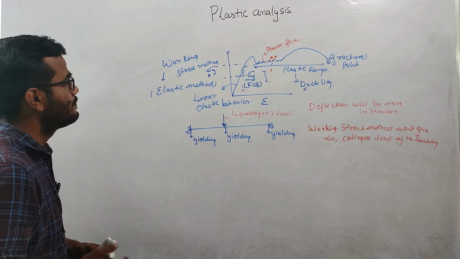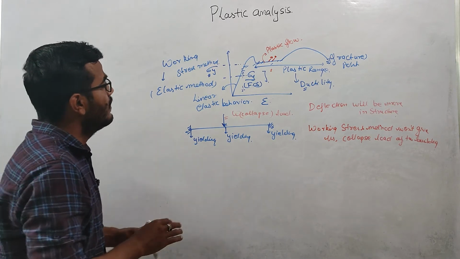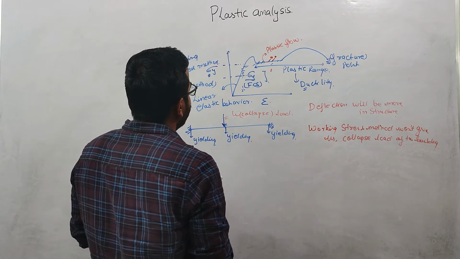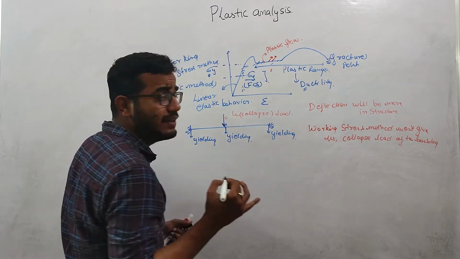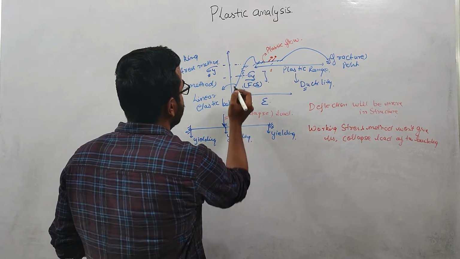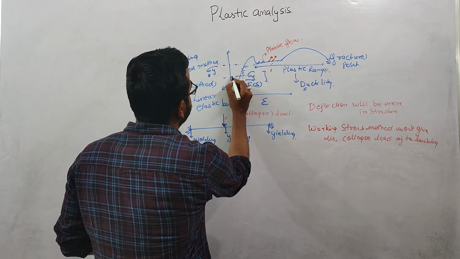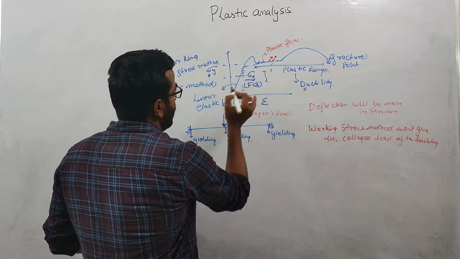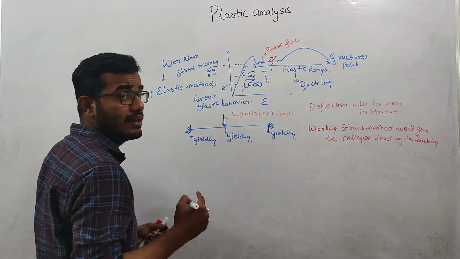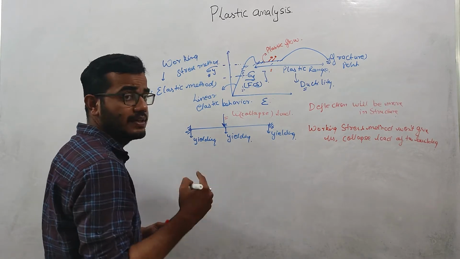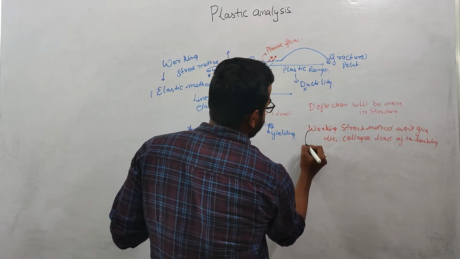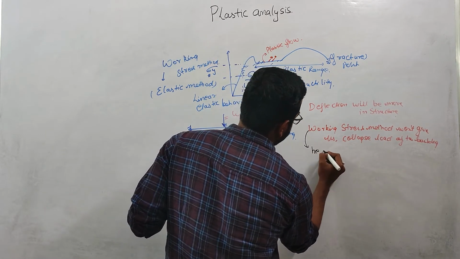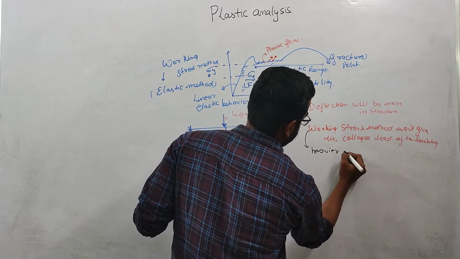And one more thing, when we are calculating the member section from the working stress method, we were restricting the allowable stress, which is sigma y by factor of safety. So the sections which come from designing by the working stress method are heavier sections. Okay, so the working stress method will give heavier sections.